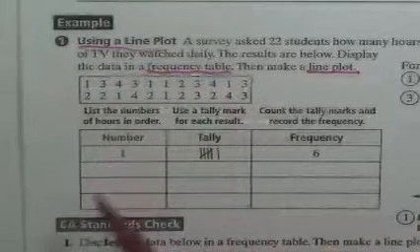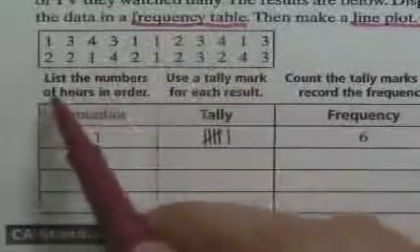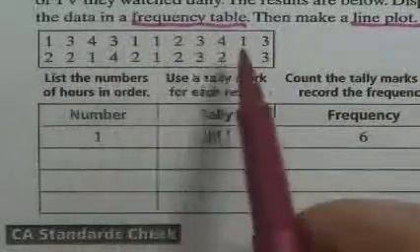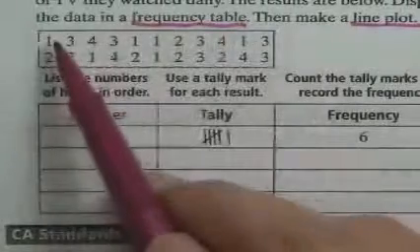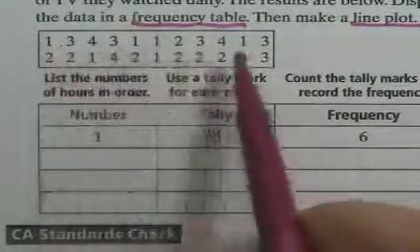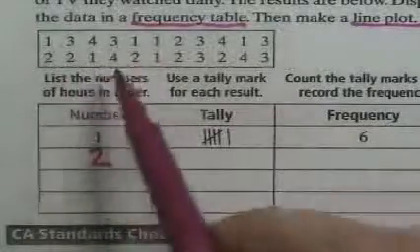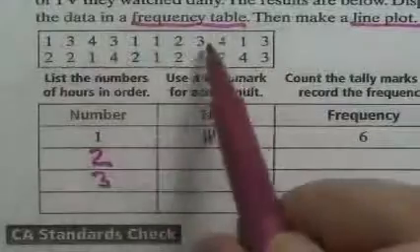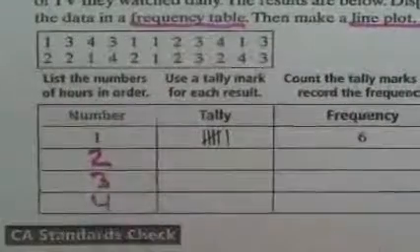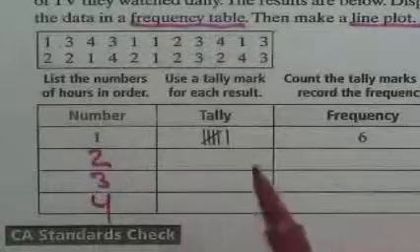All right, so here's our data. And how many students did they use? 22. There's 22 students, and so there are 22 answers here. Our first step is to list the number of hours in order. Some people watched only 1 hour of TV a day. Some people watched 2. Some people watched 3. And some people watched 4. 1, 2, 3, 4.